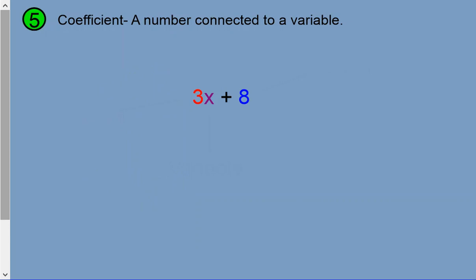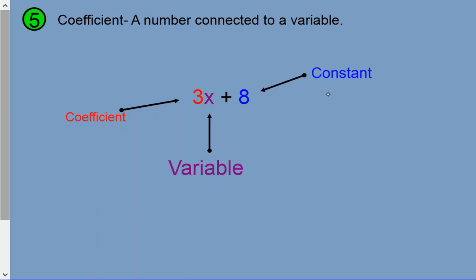Alright, for 5 here we got some definitions. A coefficient is just the number connected to a variable. And if we look at this expression here, the 3 would be the coefficient, x would be the variable, and 8, any number that is just by itself, is called a constant. So go ahead and pause here, make sure you write these terms down, coefficient, variable, and constant in your notes.